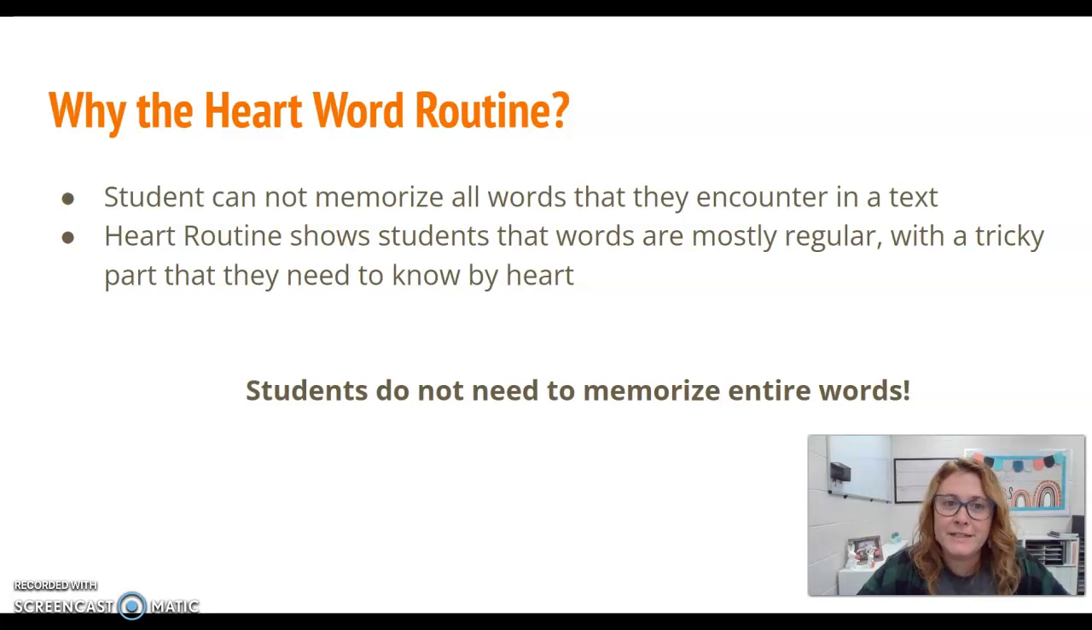The heartword routine allows students to apply orthographic mapping to these high-frequency words. It allows students to understand that part of the word is tricky, but the entire word does not need to be memorized. Most of the word follows regular spelling patterns.